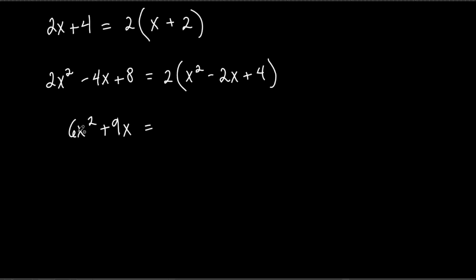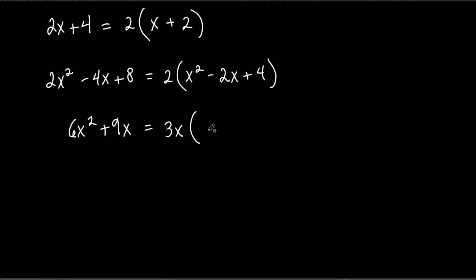Now, let's see what's in common with both of these terms. I got a 6x squared and a 9x. Is there anything that divides, or what's the largest common factor? Well, yes, there's a 3 that divides into 6 and a 3 divides into 9. So definitely a 3. Now, is there something that divides into x squared and x? Yeah, there's an x in both of them, isn't there? Okay, so we're going to pull out, or divide out, factor out a 3 and an x.